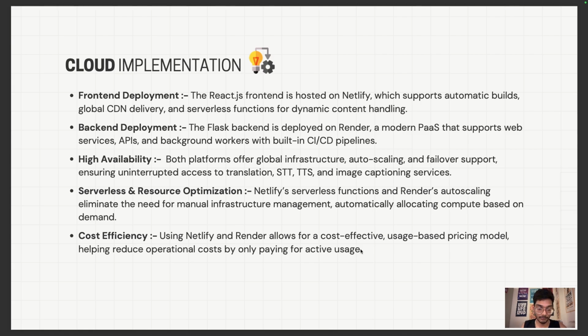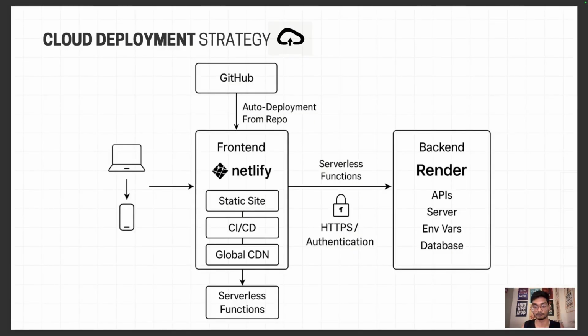We deployed our front end using Netlify, which provides automatic builds, global CDN support, and serverless functions. For our backend, we chose Render, a platform offering a built-in CI/CD pipeline, auto scaling, and global infrastructure. This combination guarantees high availability of resources and better optimization. Overall, this diagram represents how our web application is deployed in the cloud using Netlify for the front end and Render for the back end. It also highlights automation, secure communication, and how everything works together to deliver a seamless user experience.